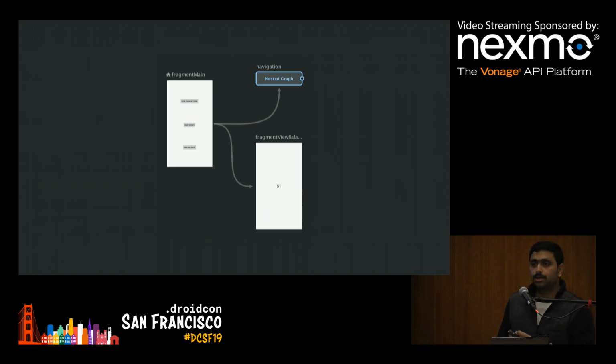This is useful in cases of deep link as well. So if you're deep linking into a destination that's inside, then it manipulates the backstack accordingly. So the start destination of the nested graph gets added to the backstack as well.